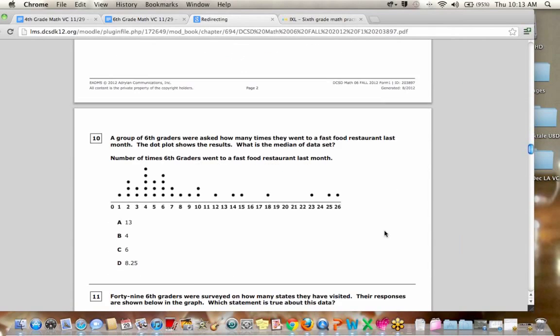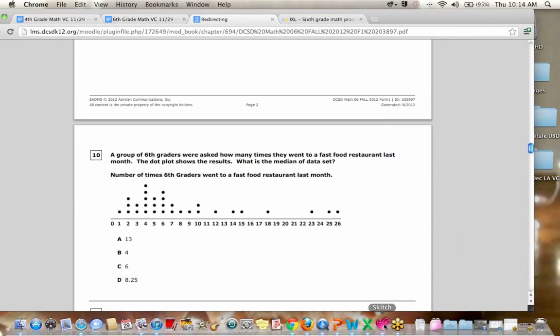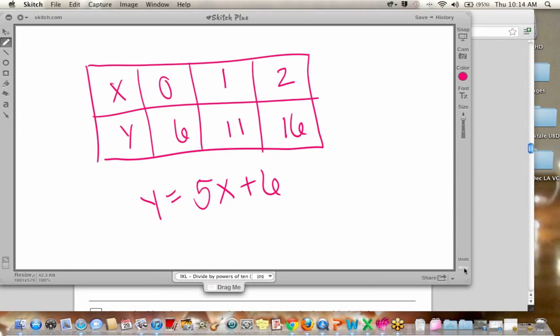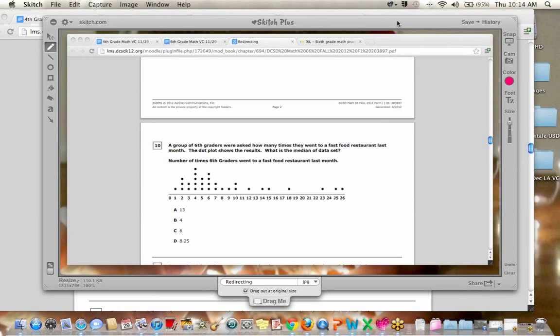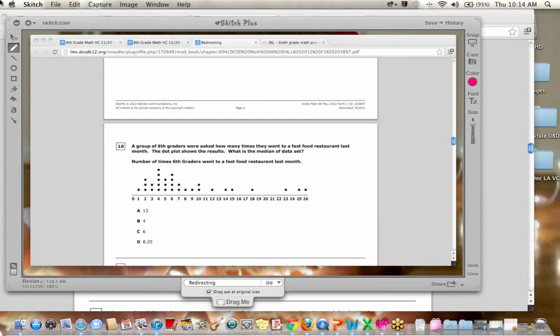All right. Okay, I'm going to take a picture of number 10 because I am not going to spend the time to redraw this. Okay. All right, so there's my picture. A group of sixth graders were asked how many times they went to fast food restaurants in a month. The dot plot shows the results. What is the median of the data set?